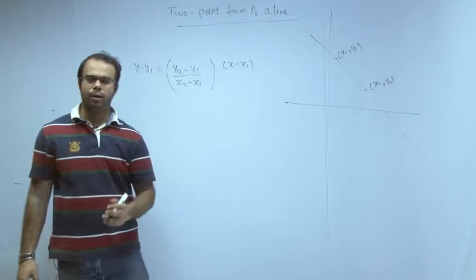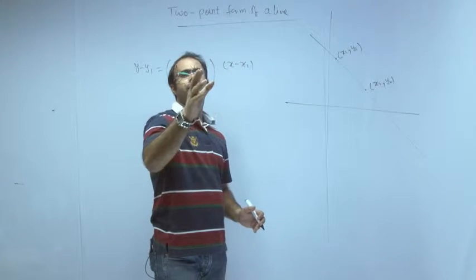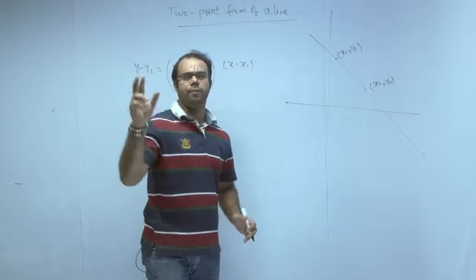In 2-point form of the line, I am not giving any example. You can easily understand if 2 points are given, you have to just substitute them x1 y1 x2 y2 everywhere over here, and you will find the equation of the line.